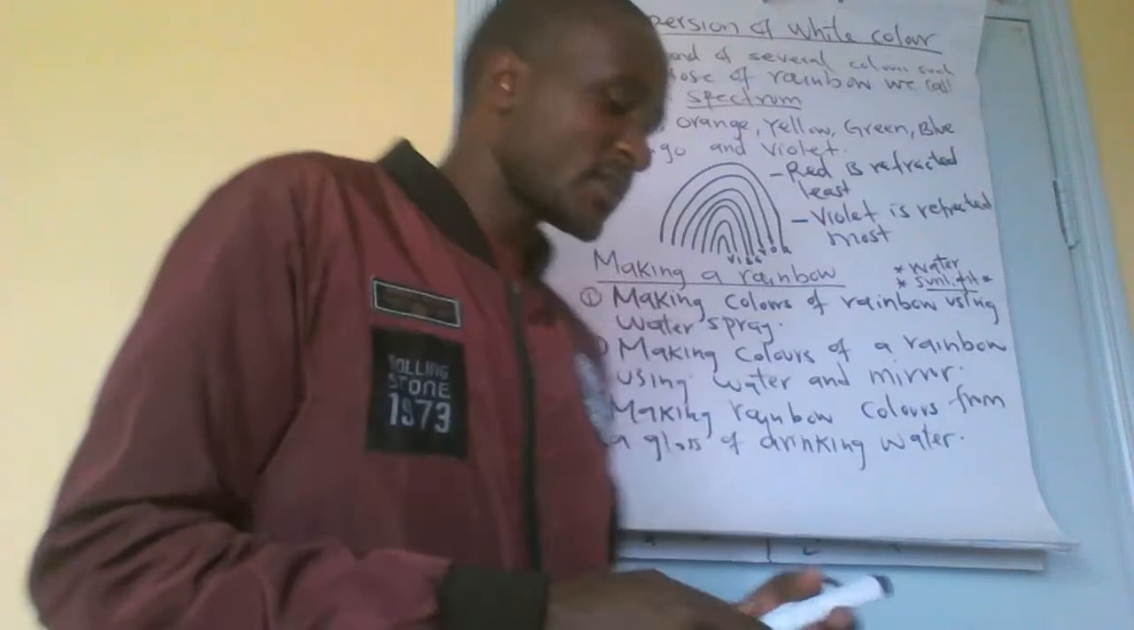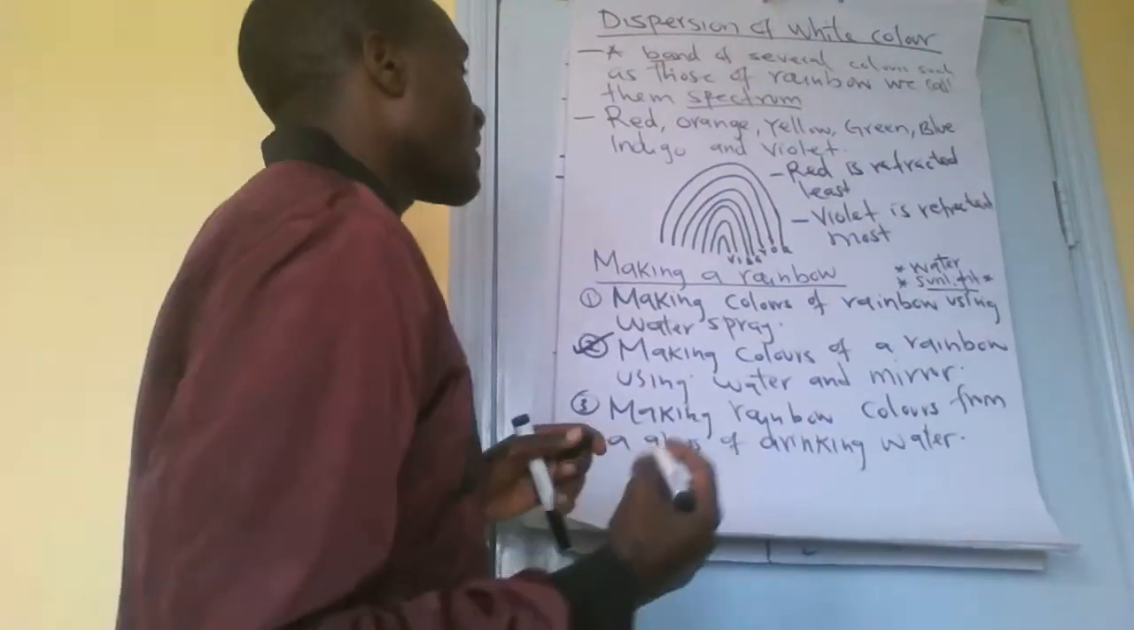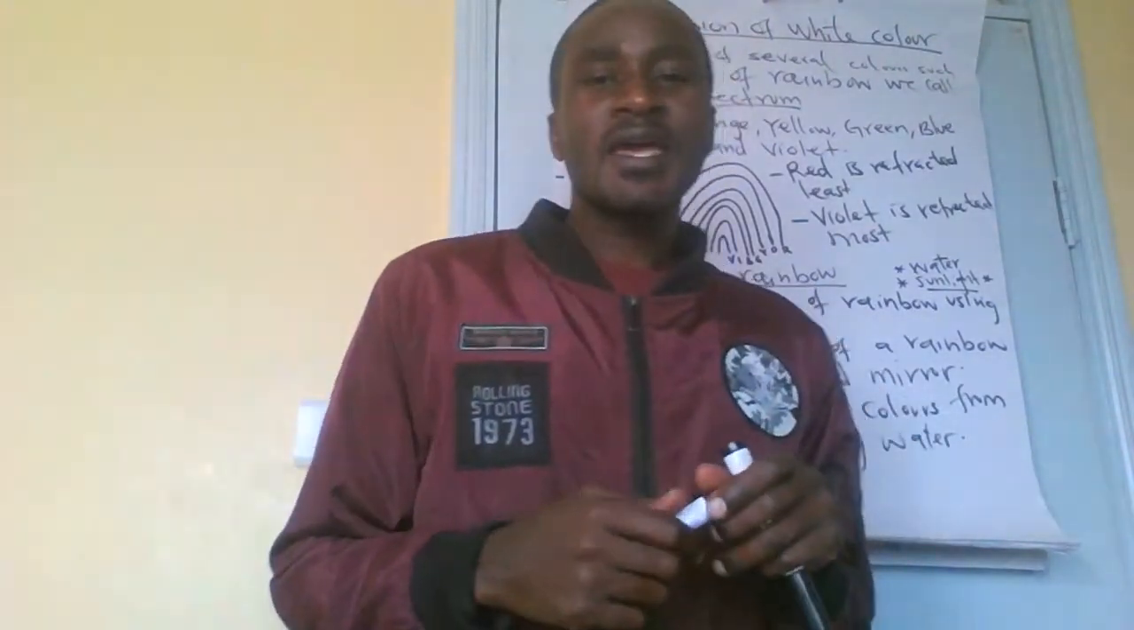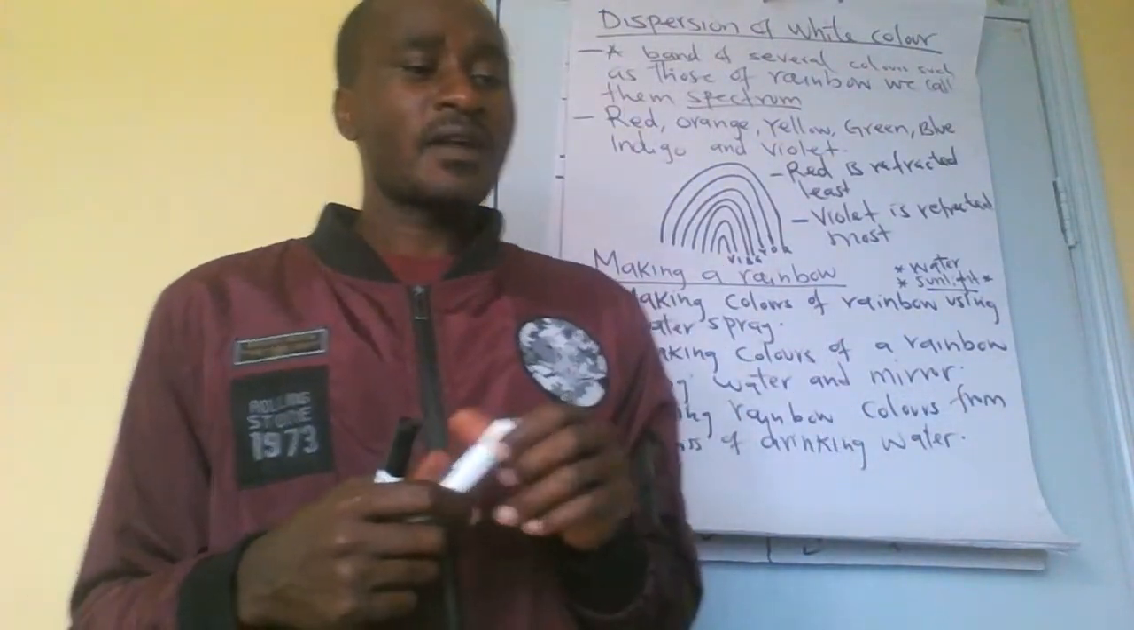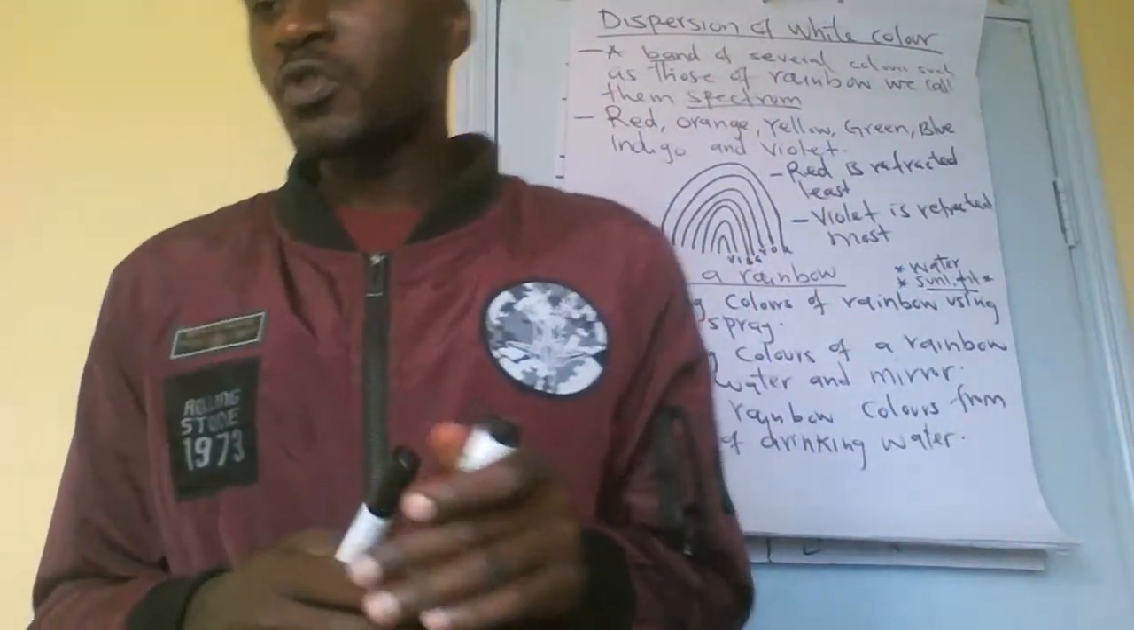But the one I want you to do is this one, making the colors of a rainbow using water and a mirror. That's the best one, and it's the main one which you need to know.